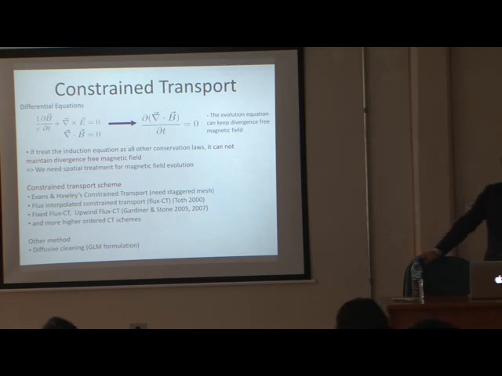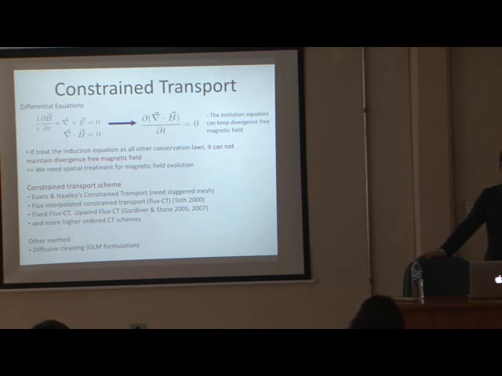I have a doubt about this: since you can use the vector potential instead of the magnetic field, why use constrained transport? What are the advantages of constrained transport instead of the vector potential, for instance? Because the vector potential is the best way to keep the divergence. Yeah, keep the divergence, yes.